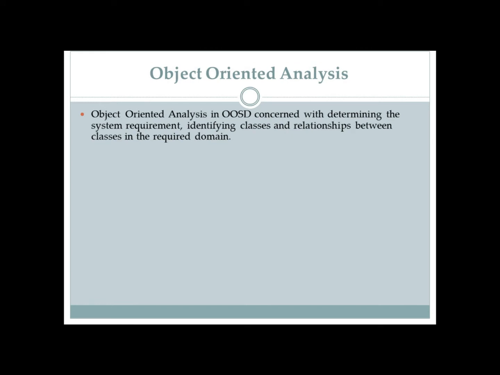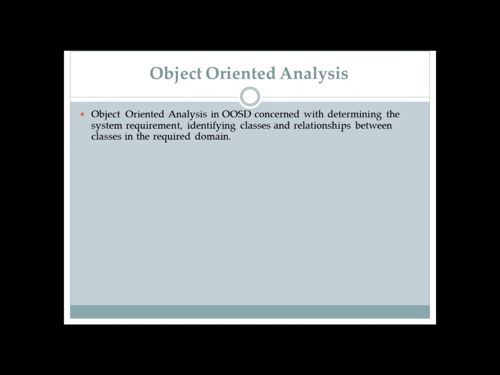Now we will start with the first phase of the Object Oriented Software Engineering SDLC. It is Object Oriented Analysis. Object Oriented Analysis in Object Oriented Software Development is concerned with determining the system requirement by identifying classes and relationships between the classes in the required domain. Here three terms are important. You can see system requirement, identifying classes and relationship, and required domain.